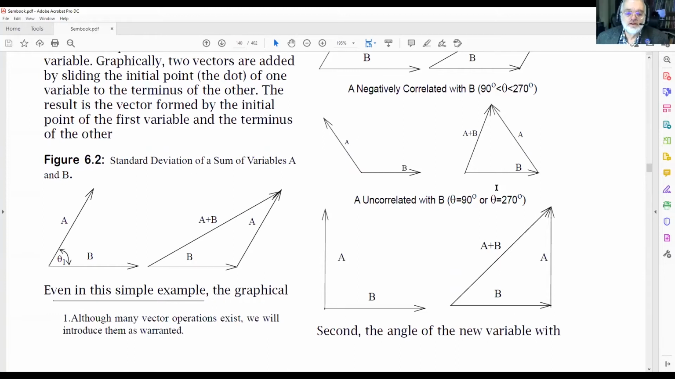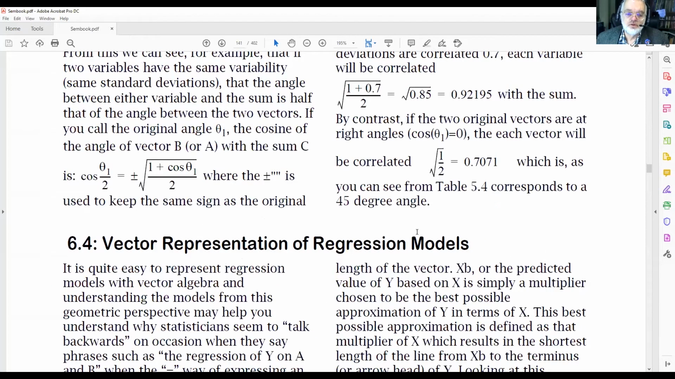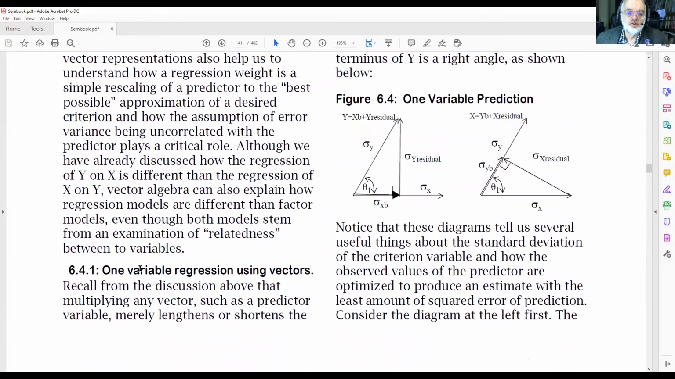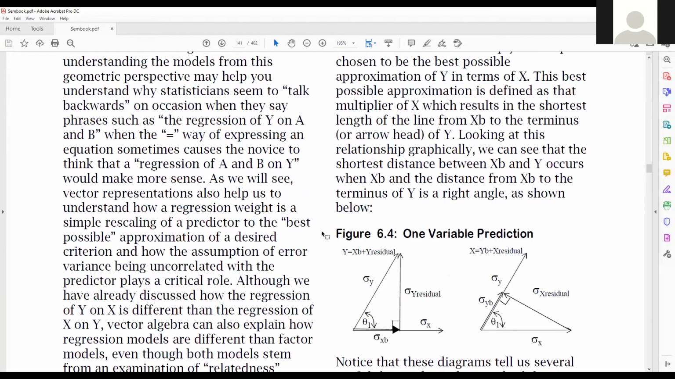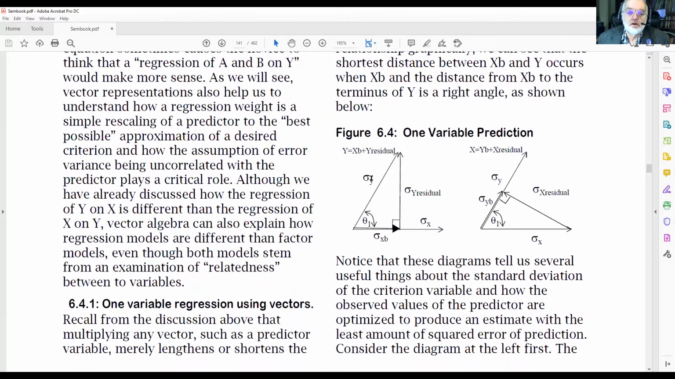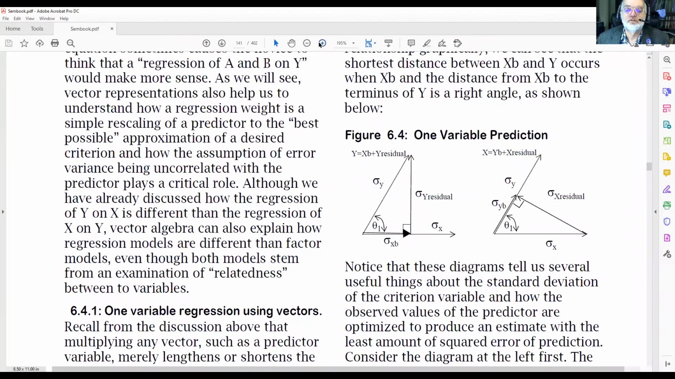Well, let's do something fun. Let's now look at what regression looks like. So here's the picture: regression using variable vectors. And the reason that this is interesting is it's going to explain to you why statisticians always seem to be talking backwards. They talk about the regression of y on x. So I draw your attention to, let me make this a little bigger for those of you on devices.